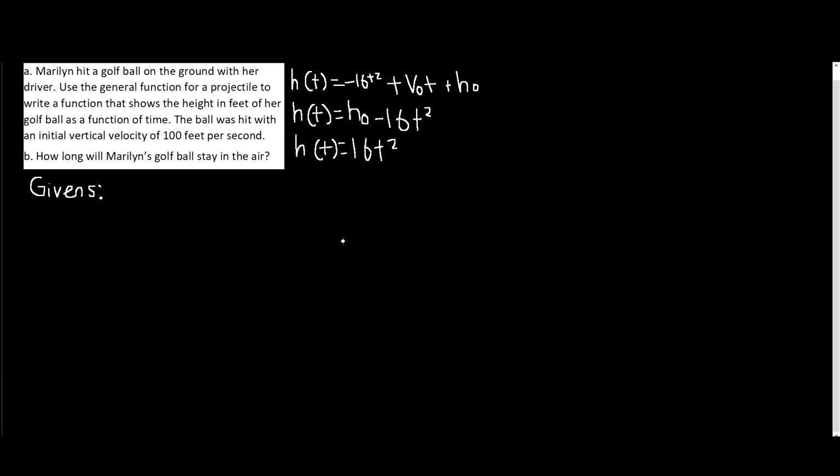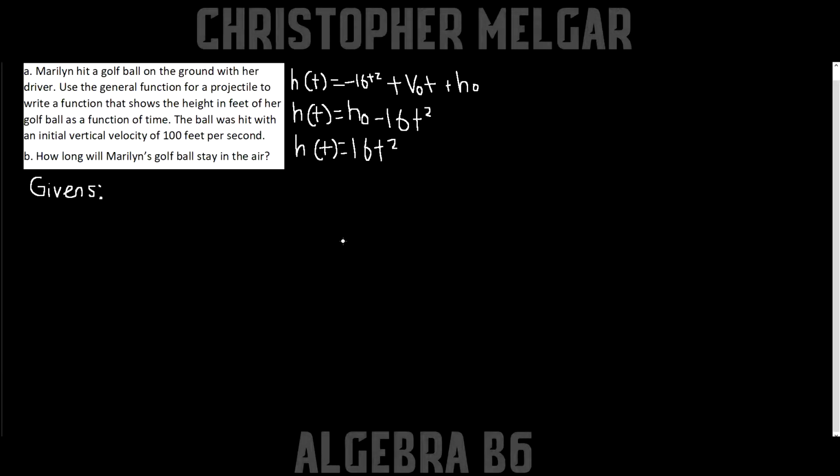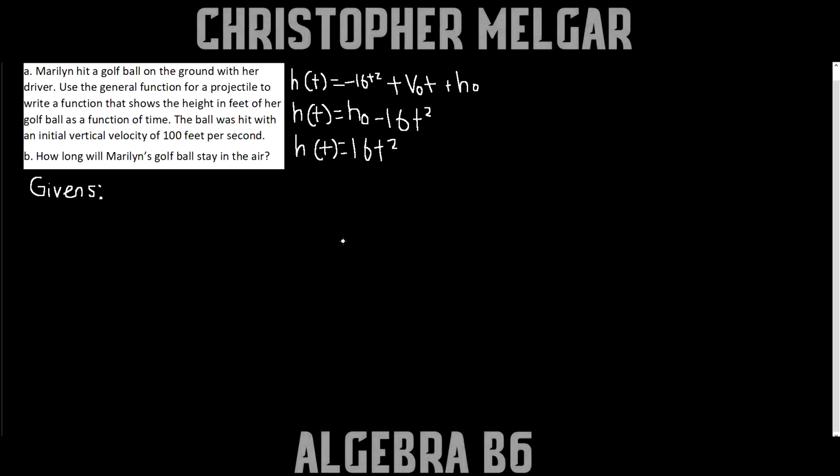Marilyn hit a golf ball on the ground with her driver. Use the general function for projectile motion to write a function that shows the height in feet of her golf ball as a function of time. The ball was hit with an initial vertical velocity of 100 feet per second. How long will Marilyn's golf ball stay in the air?